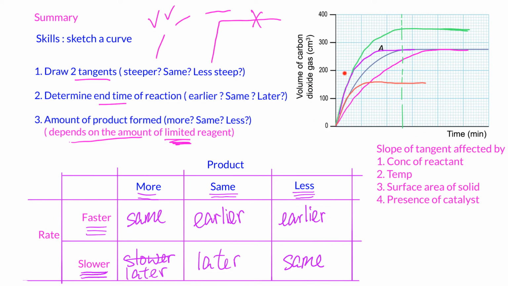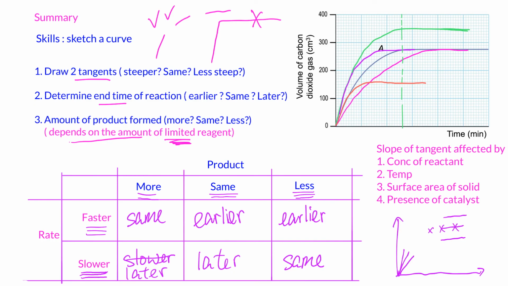It can be a faster rate and earlier, a slower rate and a later time, or the same rate with less product, so therefore you end earlier than the original one. Many possibilities. So when you mark, you have to remember for the curve, you have to think of whether you have a faster, same, or slower rate, and whether you have more product, same product, or less product. These will help you. Also, you can consider the end time: earlier, later, or the same.